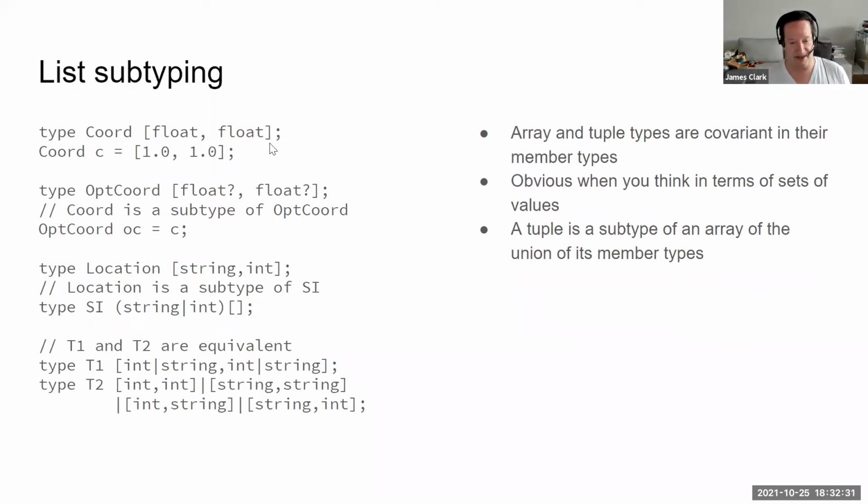So if you think about how typing on lists works, array and tuple types are covariant in the member types, which, if you think of these things as being sets of values, is what you'd expect. If you've got a list of oranges, it's a list of oranges or apples.